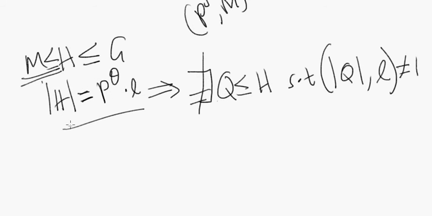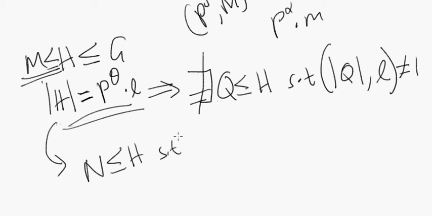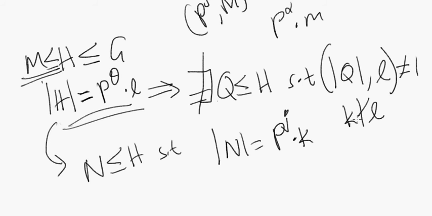Weren't we in a similar situation before where we had a group of order P to the alpha times M? And we saw that if there is no subgroup whose order is relatively prime to M, then there must exist some other subgroup. In this case, we said H, such that the order of H is P to the theta times L. So can we conclude that there must exist some subgroup N of H such that the order of N equals P to the J times some K, where K does not divide L, and J is some power less than or equal to theta?